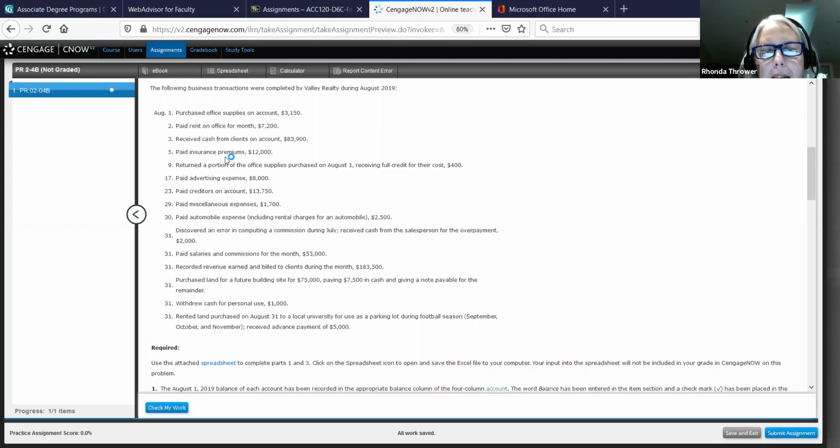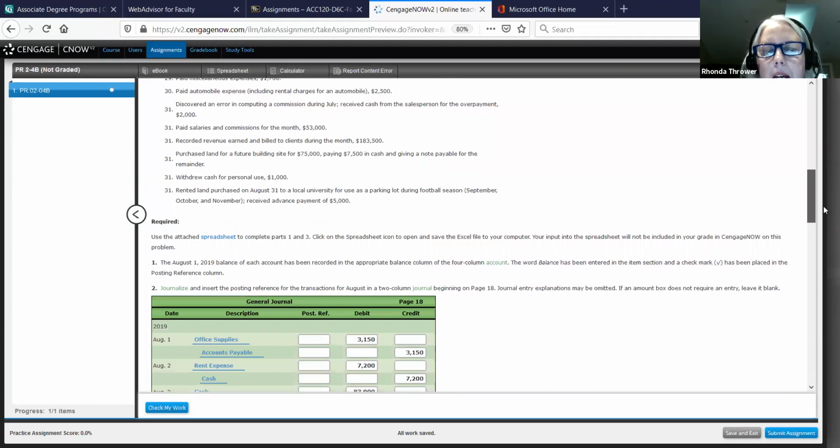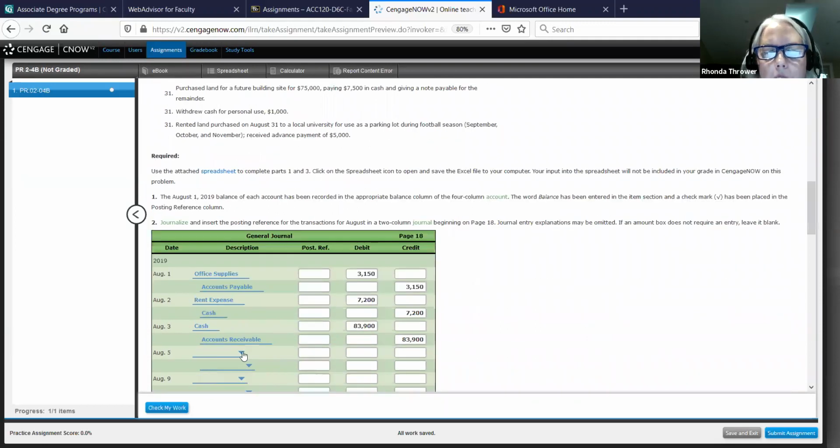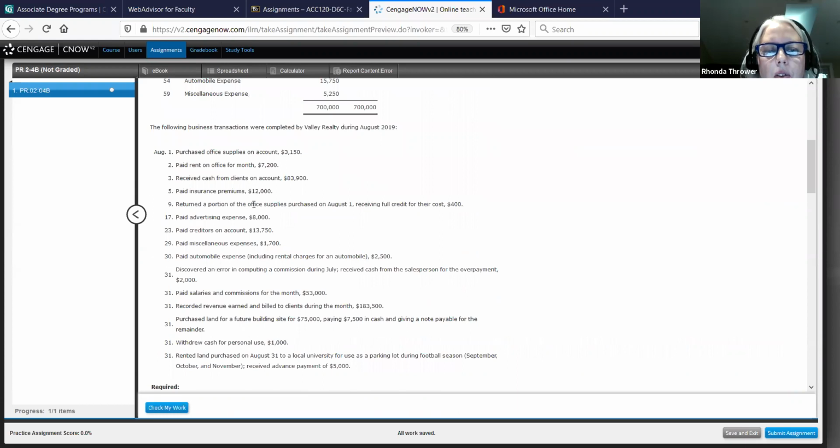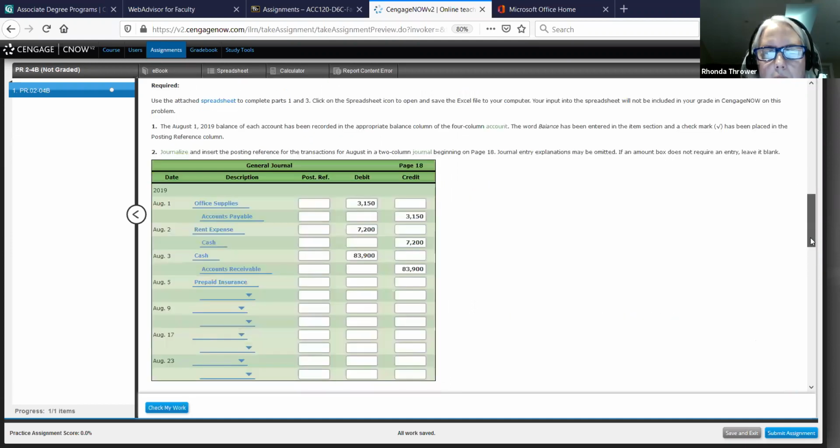So what did I buy? I bought insurance. This insurance, when I buy it ahead of time, is called prepaid insurance, and all prepaid accounts are assets. Our prepaid insurance, which is an asset, is increasing because I bought insurance. I now have the right to use that insurance. The amount that I paid for that insurance was $12,000.